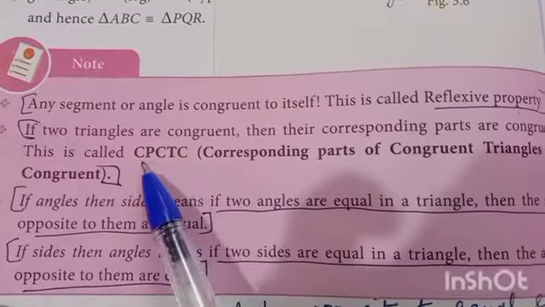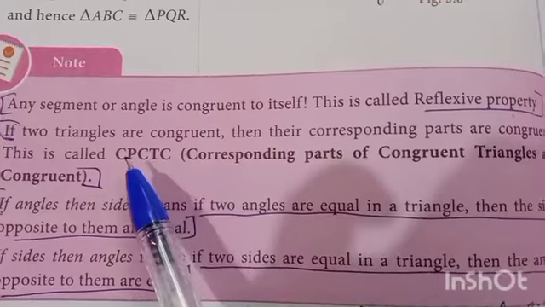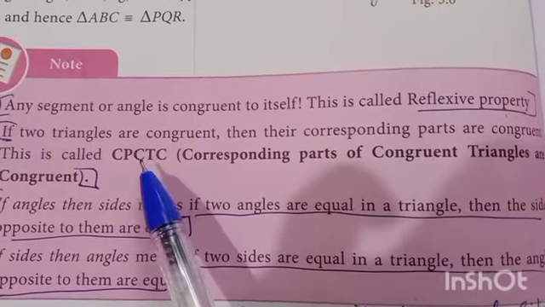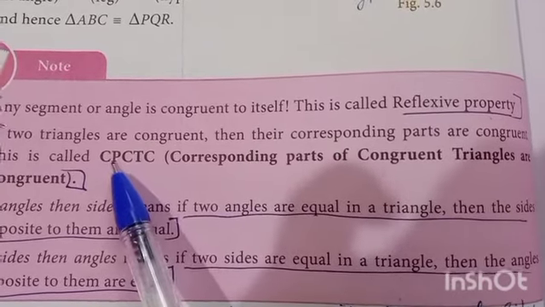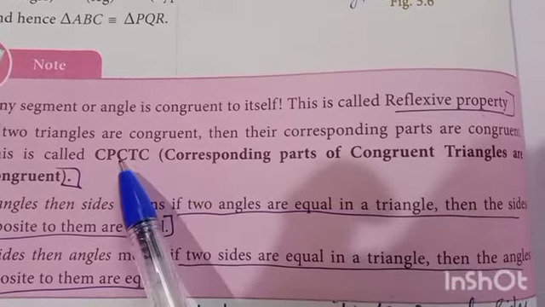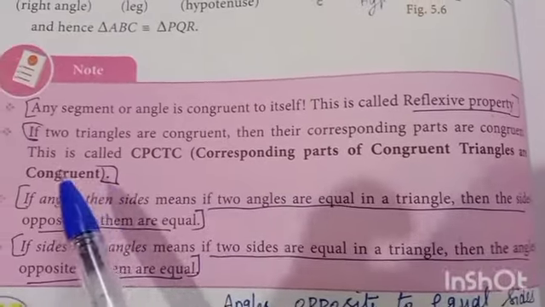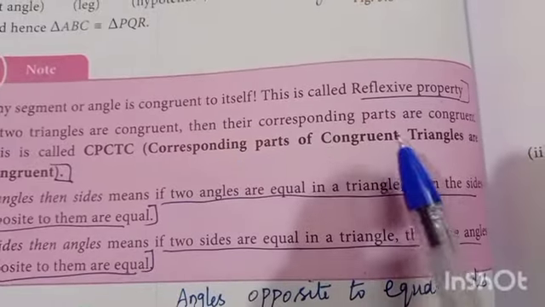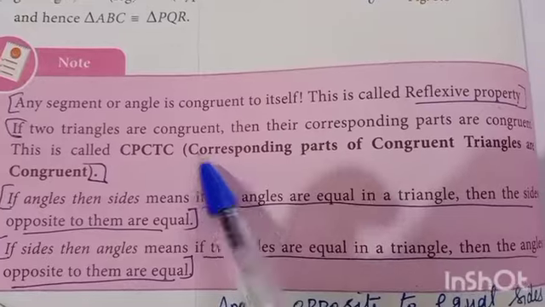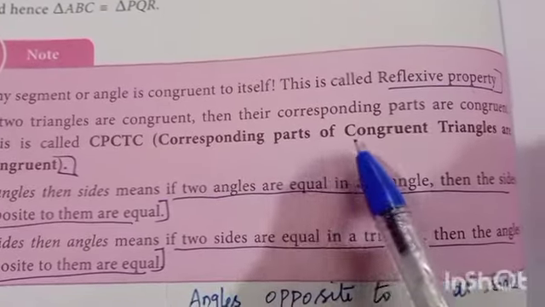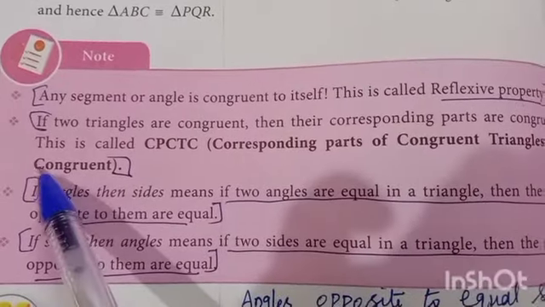Next, if two triangles are congruent, their corresponding parts are congruent. This is called CPCTC: corresponding parts of congruent triangles are congruent. What does this mean? Corresponding parts of congruent triangles are congruent. The full form is given, and CPCTC is the short form. It takes the first letter of corresponding parts, congruent, triangles, then again congruent.